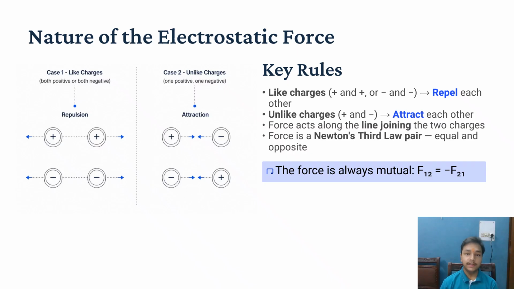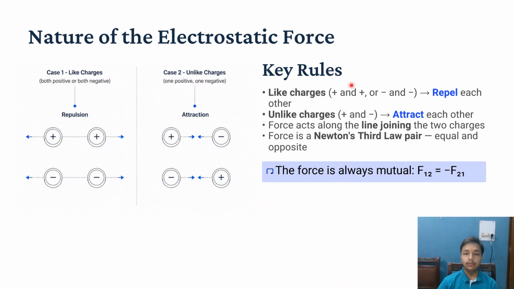Moving on, the nature of the electrostatic force. So let's take the first case. This is case one where these are like charges, both positive or both negative. As we know, like charges repel each other, whereas in case 2, there are two unlike charges, that is the negative and the positive, or the positive and the negative. So we also know that unlike charges attract each other and like charges repel each other.